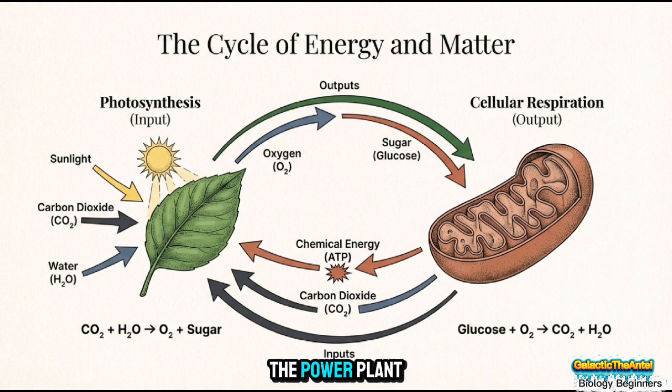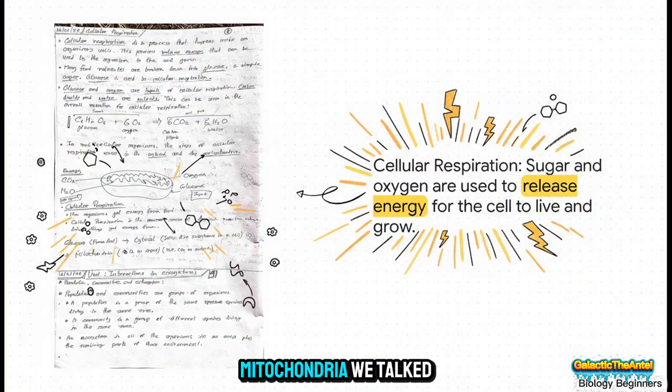And now for the power plant. This is cellular respiration. Organisms, and that includes you and me, we take in that sugar and oxygen. And inside those mitochondria we talked about, that sugar and oxygen are basically burned to release a steady stream of energy that powers every single thing the cell does, from building stuff to dividing.